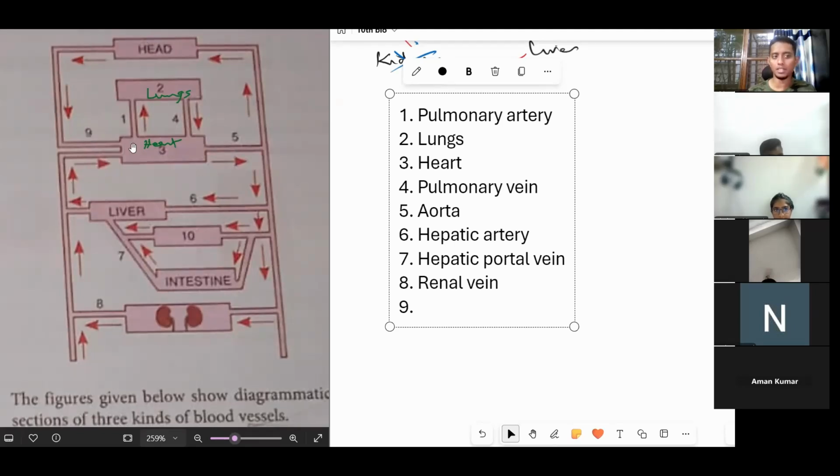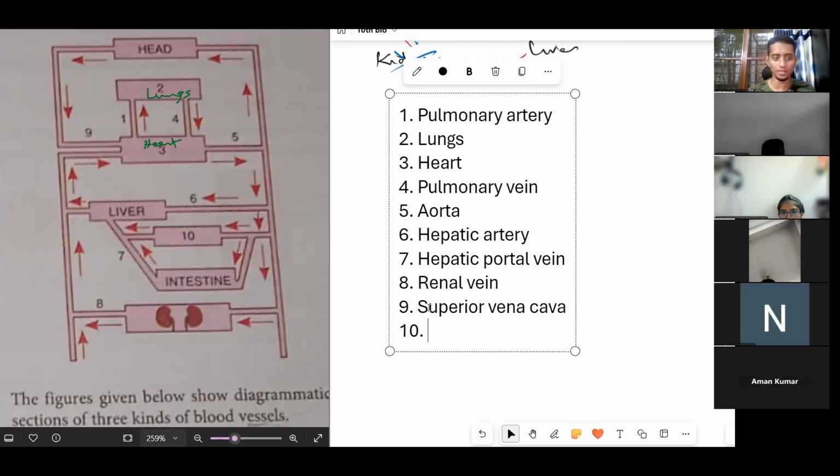Number nine. From the head to the heart. Superior vena cava. Vein. Superior vena cava. Yeah, it's a vein, but you have to tell the name. Okay, number 10. Stomach. That's it. Write this down.